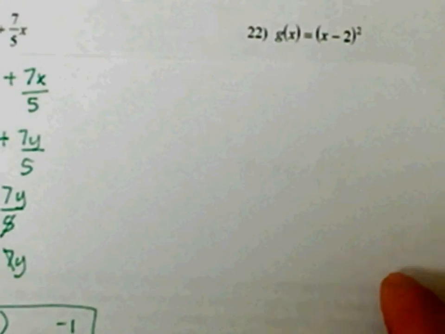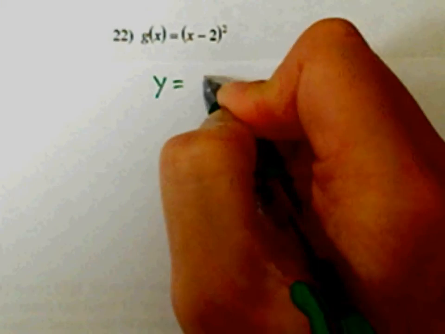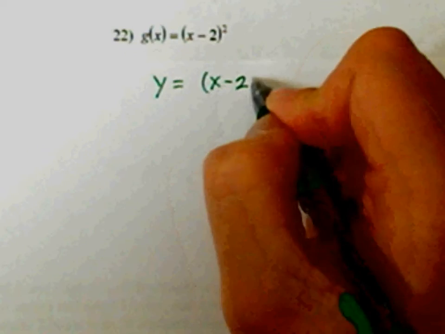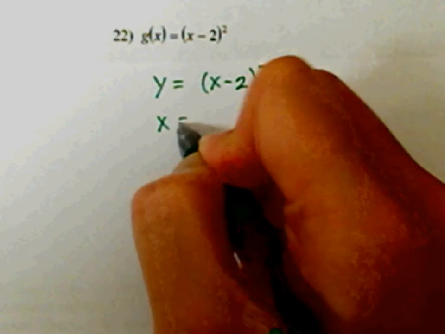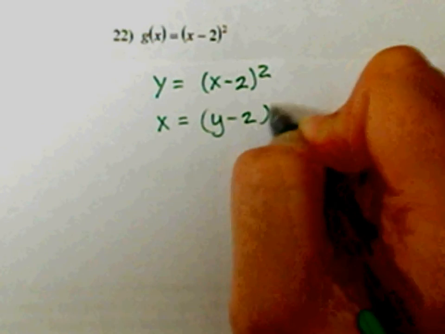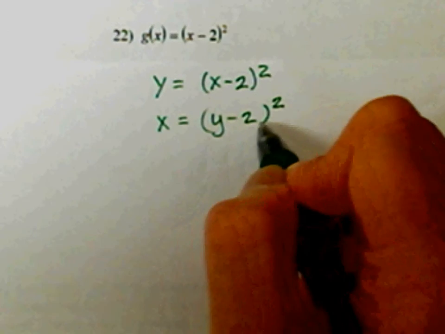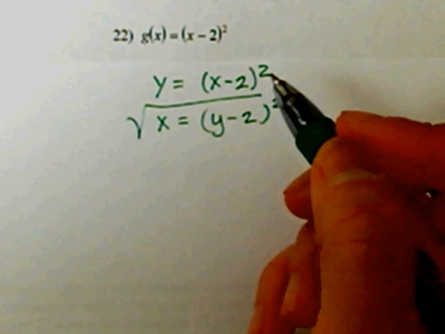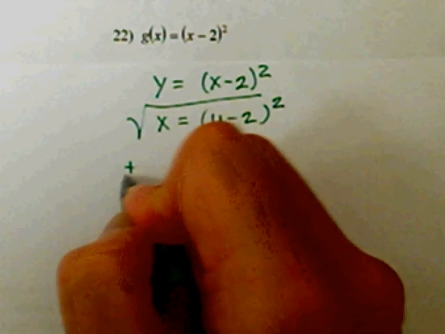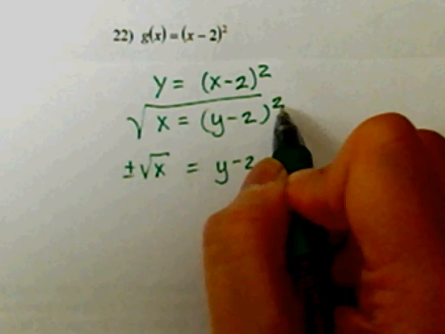Number 22. Same concept. We are finding the inverse. Switch my x and my y, but before I do, I'm going to rewrite g of x as a y. Okay? Switch your x and your y. This y becomes an x equals (y minus 2) squared. Solve for y. Notice this whole thing is being squared. Opposite of a square is a square root. When you square root something, you'll have two answers. So now you have plus or minus square root of x is equal to y minus 2. And you just got rid of that square.